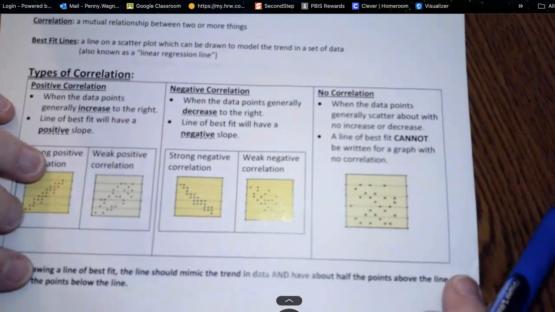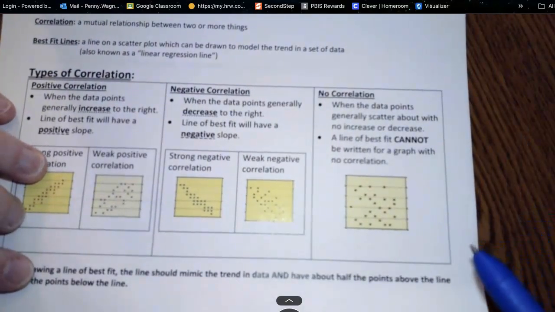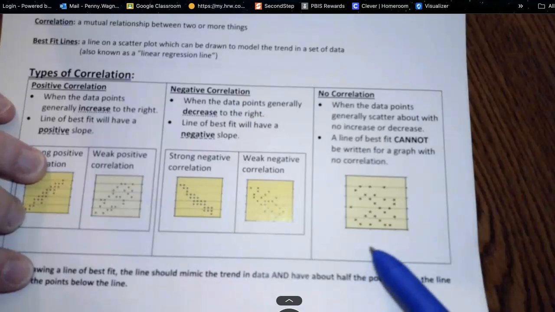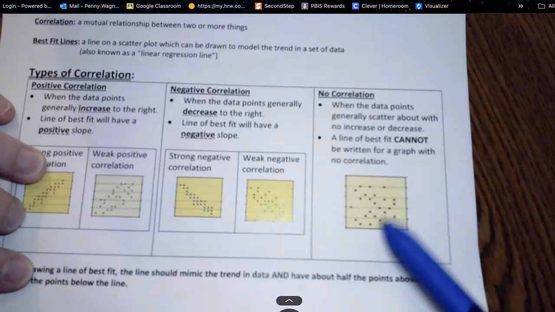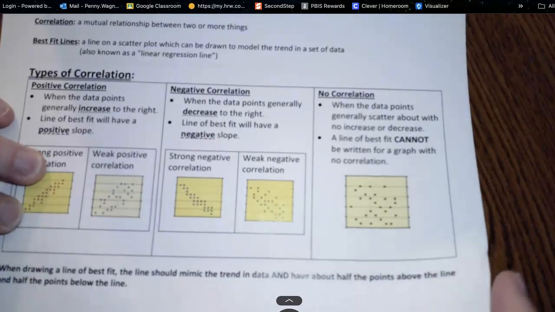No correlation is when the data points are scattered about with no increase or decrease. You really can't draw a line of best fit in here. I could draw many of them, and we just can't find one that is the best fit. Okay?